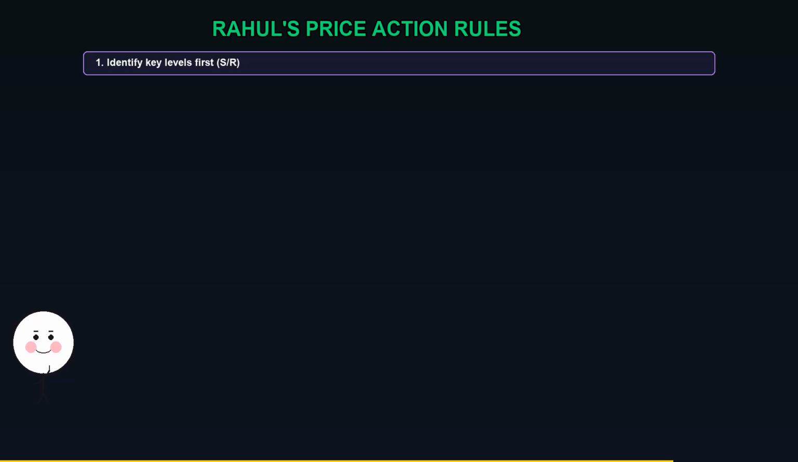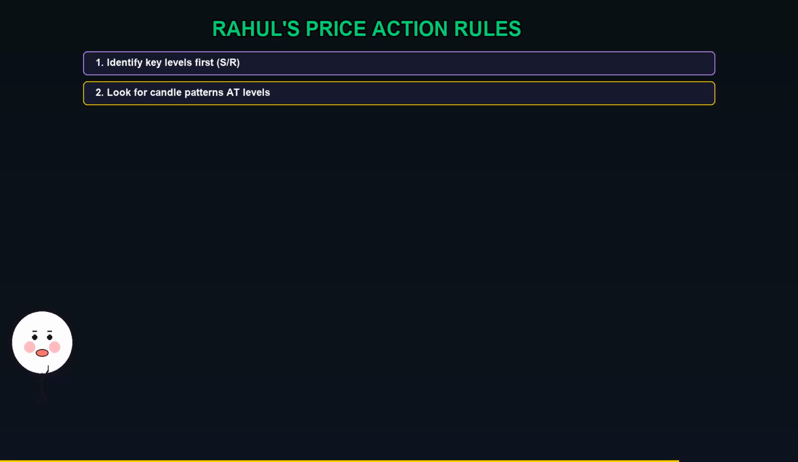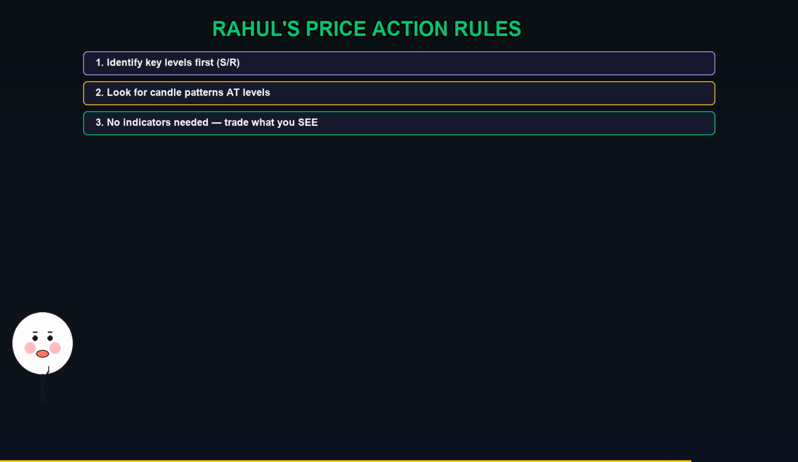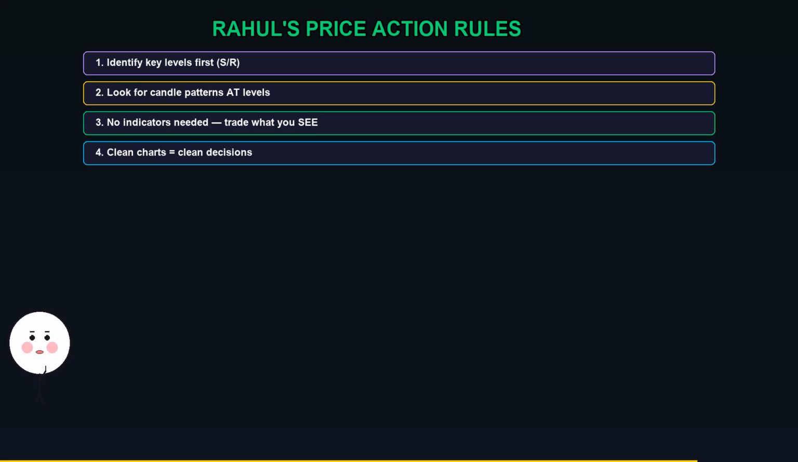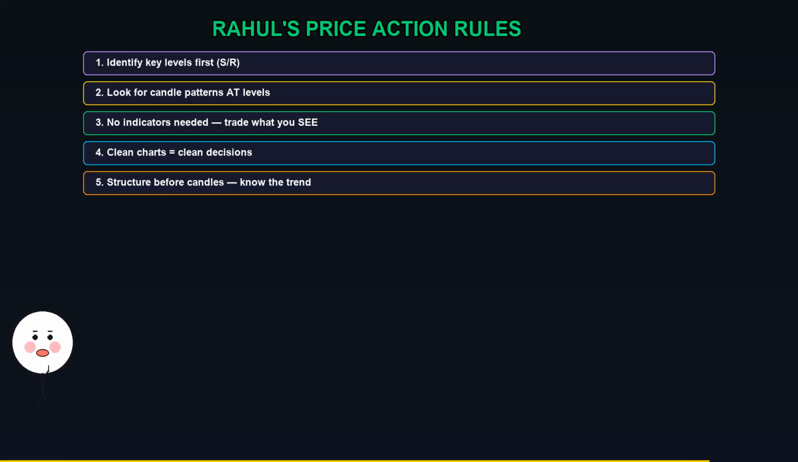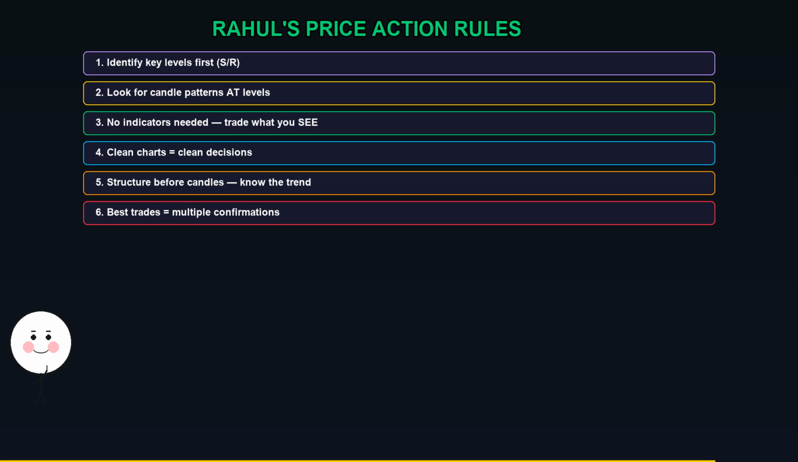Rahul's price action rules. 1. Identify key levels first, support and resistance. That is your foundation. 2. Then look for candle patterns at those levels, pin bars, inside bars, engulfing. 3. No indicators needed. Trade what you see, not what a formula calculates. 4. Clean charts lead to clean decisions. 5. Structure before candles. Always know the trend direction first. 6. The best trades have multiple confirmations, pin bar plus engulfing plus level.